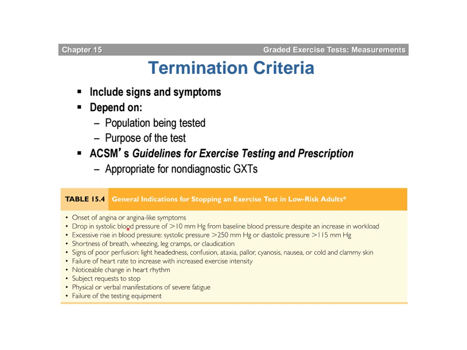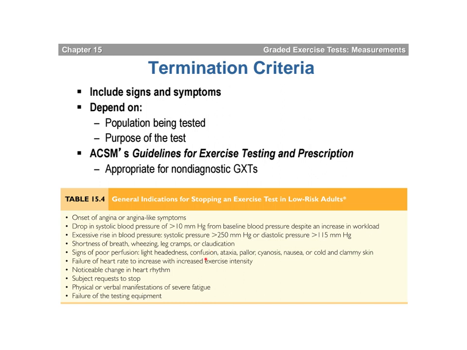despite an increase in workload. That's a bad sign if the systolic blood pressure goes down. An excessive rise in blood pressure, if it goes above 250 millimeters of mercury, then that's very high. Or if the diastolic pressure goes above 115 millimeters of mercury, these would be signs to stop immediately. Shortness of breath, wheezing, leg cramps, or claudication would be bad. Signs of poor perfusion, such as lightheadedness. Okay, that's an indicator you're not getting perfusion of blood to the brain.